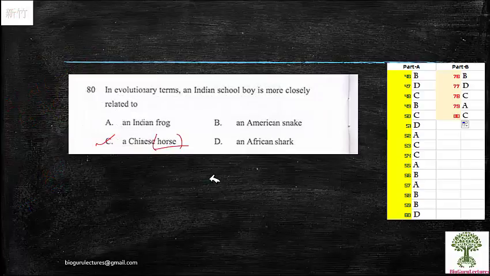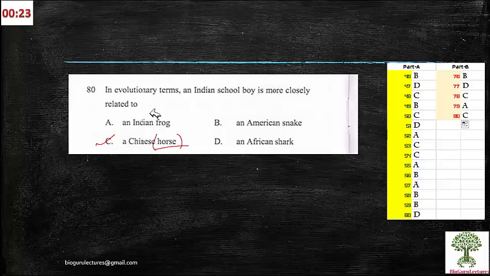Lastly, in evolutionary terms, an Indian boy is more closely related to a Chinese boy because both are Asian, so a mammal growing in Asia will have a very close relationship, whereas a frog is not a mammal. You may not expect very close evolutionary relation. And American or African, there is no possibility of such a close relation.